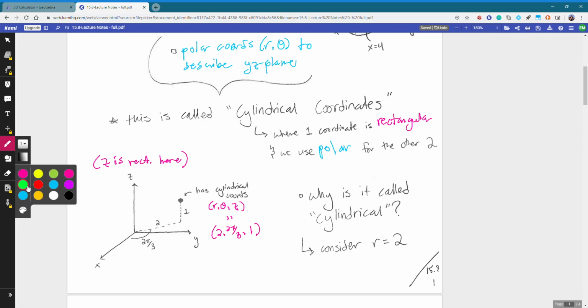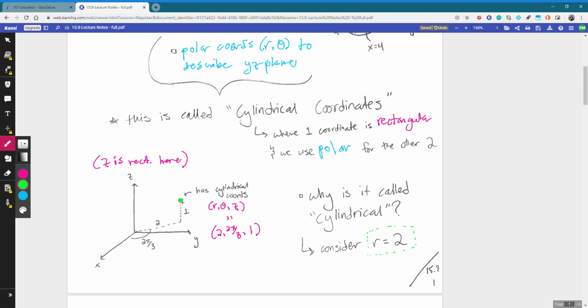I think a natural question is why is this called cylindrical? And to see why that might be a natural choice, let's think about the solution set that we get to the equation r equals 2. Notice the solution set is going to be all the points in 3-space whose r coordinate is 2. And so in particular, it does include this point that we were looking at just a moment ago, because its r is 2.